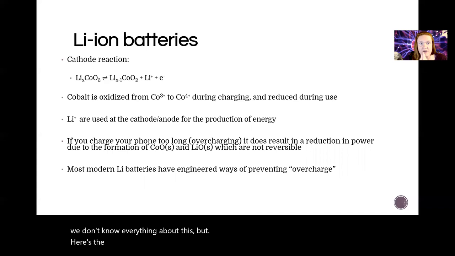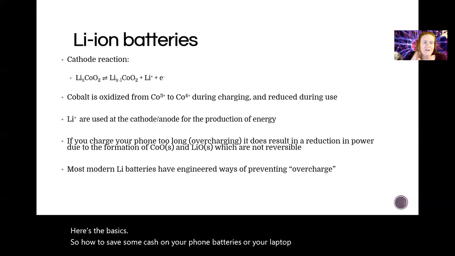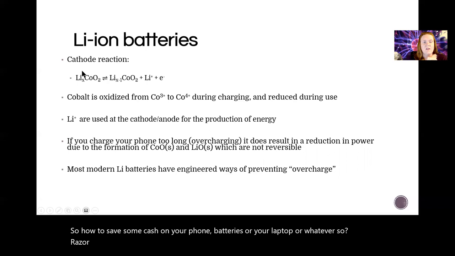And also, here's how to save some cash on your phone batteries or your laptop or whatever. Okay, so lithium ion batteries actually begin with a complex of lithium and cobalt.